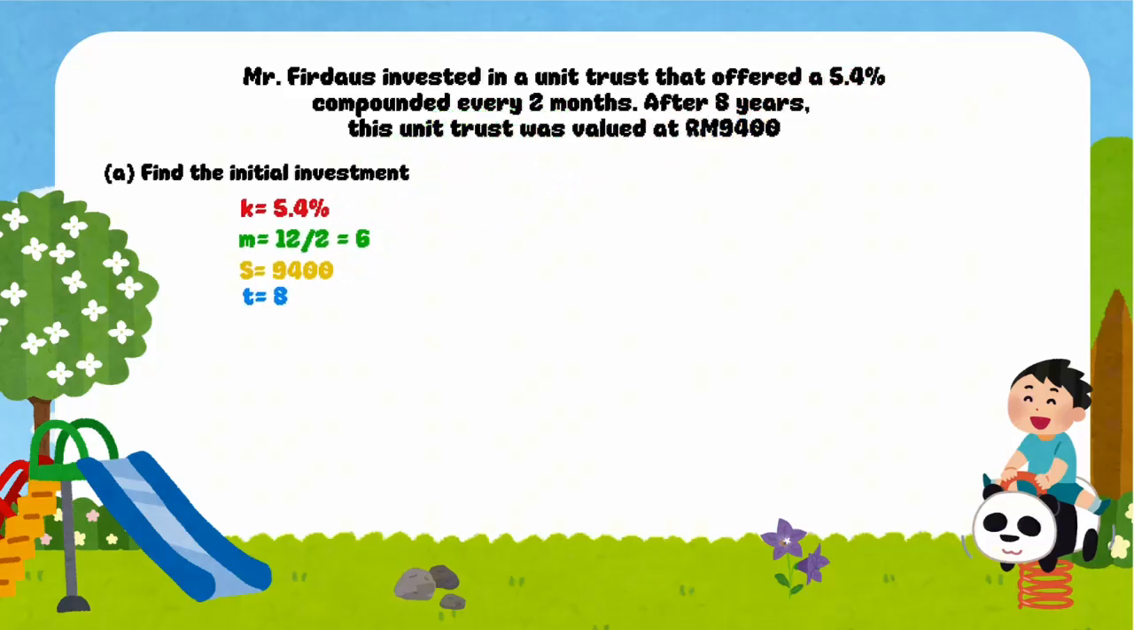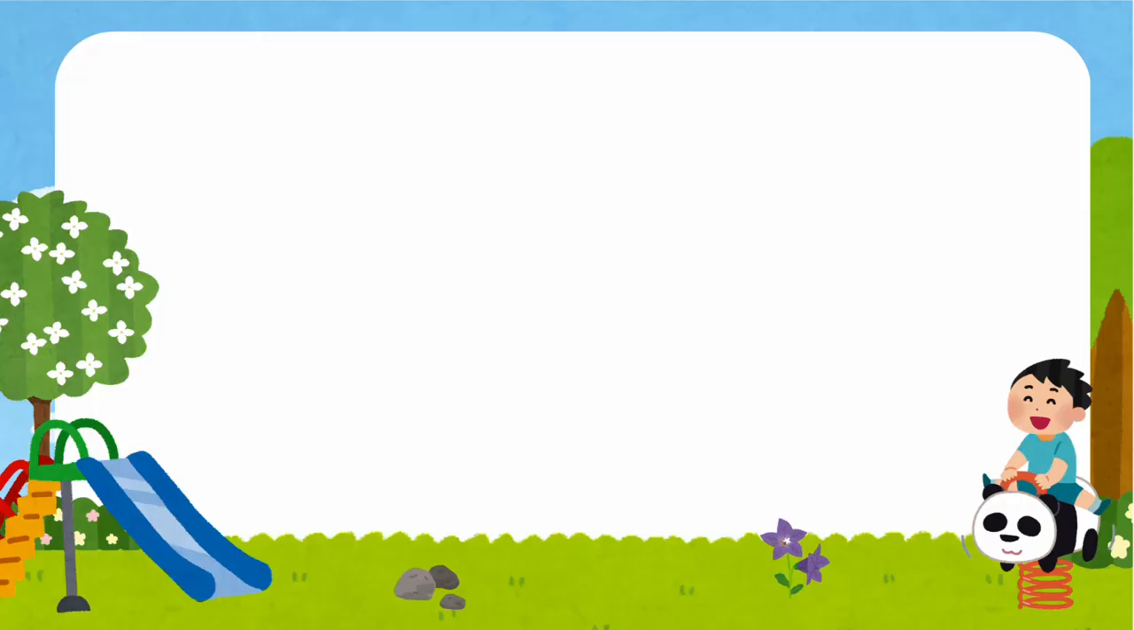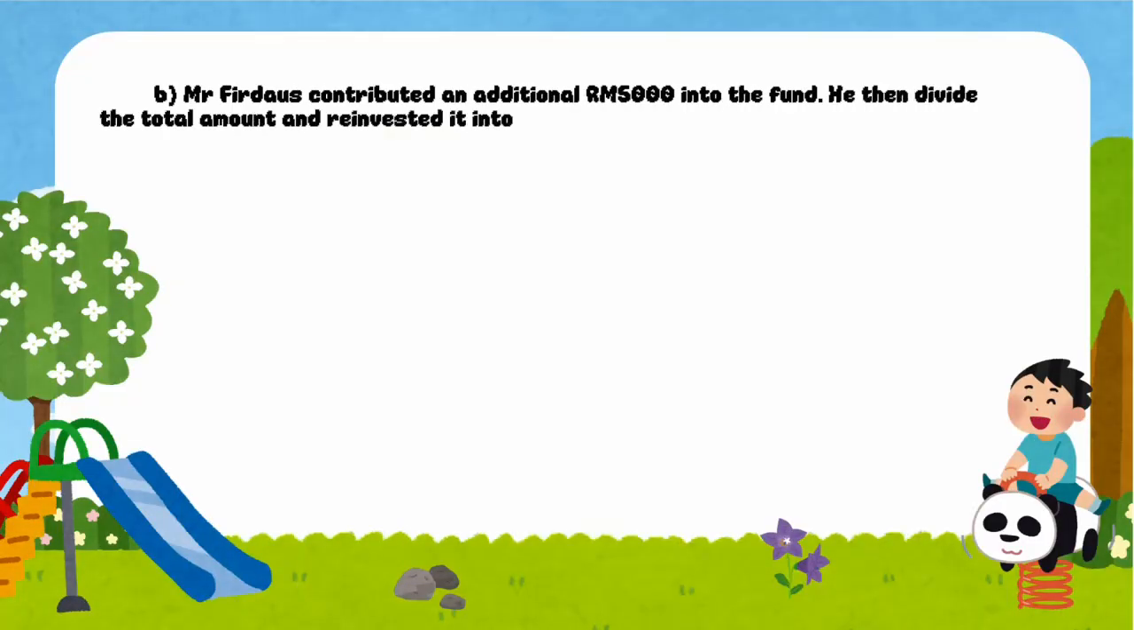To find the initial investment, use the formula S equals P times (1 plus I) to the power of N. To find the I and N, we're going to use I equals K divided by M and N equals M times T. We got all the values and we are going to sub everything into the formula. So the initial amount of investment is RM 6,114.37.